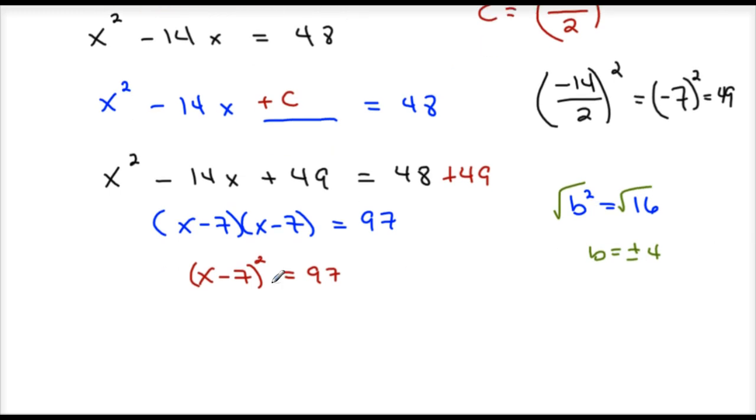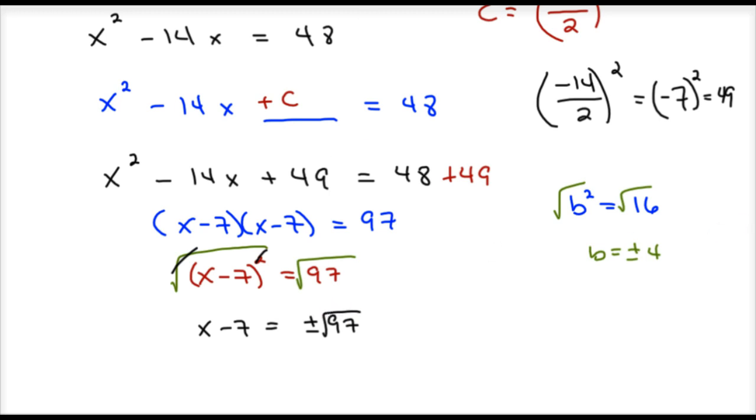So I'm trying to get the x by itself. Let's take the square root of one side. What I do to one side, I do to the other. Now my square and my square root will simplify, leaving me with x minus 7 equals the square root of 97, which is just going to be plus or minus the square root of 97. I can't take the square root of 97 since it's prime, so I leave it just the way it is.